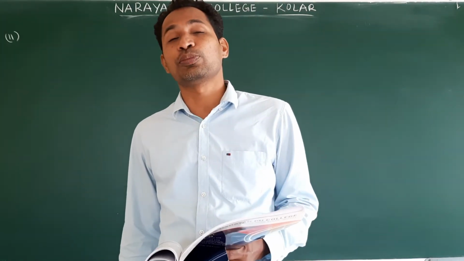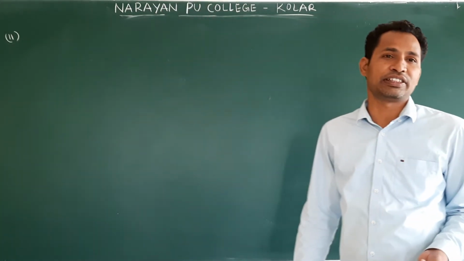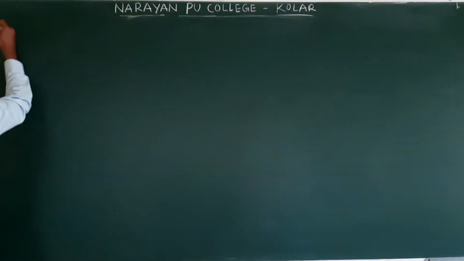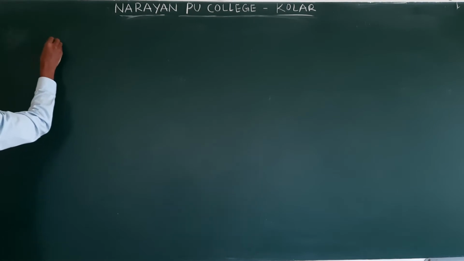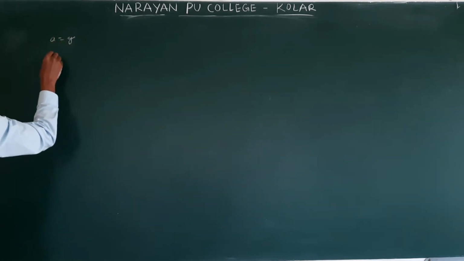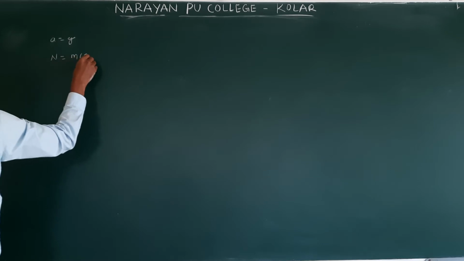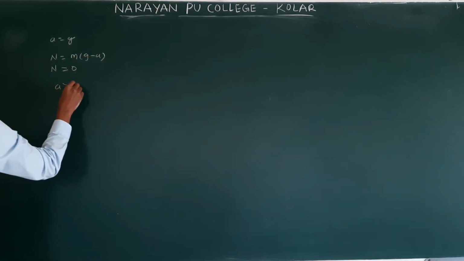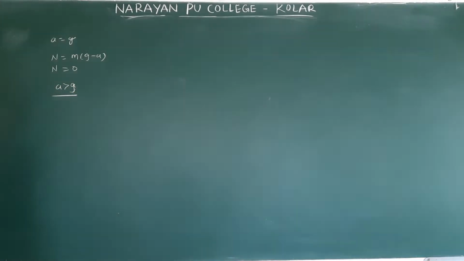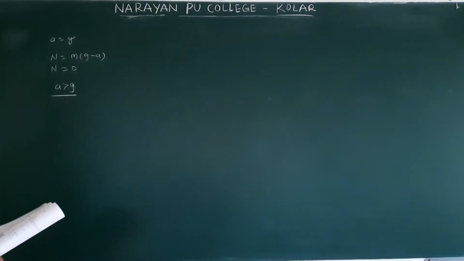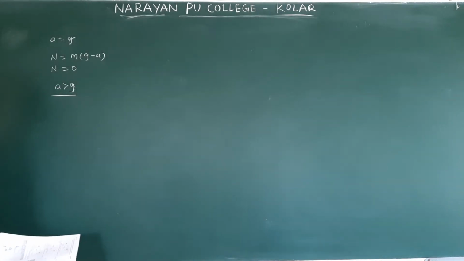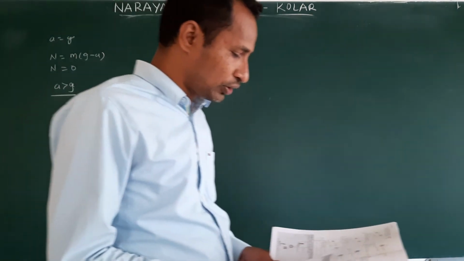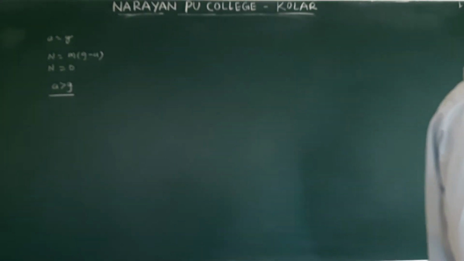If acceleration is more than acceleration due to gravity. Clear? When I am talking about the lift case, a is equal to g, then what happens? N is equal to m into g minus a, then N will be 0. Suppose it is falling with an acceleration a that is greater than the acceleration due to gravity. In that case, we do not have any contact with the surface. Block will lose contact with the floor.